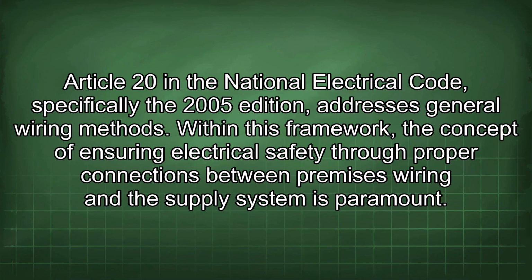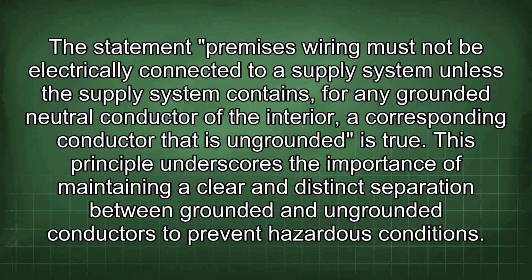Article 20 in the National Electrical Code, specifically the 2005 edition, addresses general wiring methods. Within this framework, the concept of ensuring electrical safety through proper connections between premises wiring and the supply system is paramount. The statement "premises wiring must not be electrically connected to a supply system unless the supply system contains, for any grounded neutral conductor of the interior, a corresponding conductor that is ungrounded" is true.